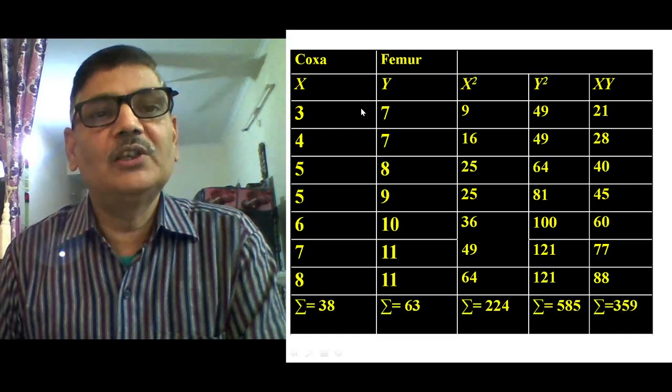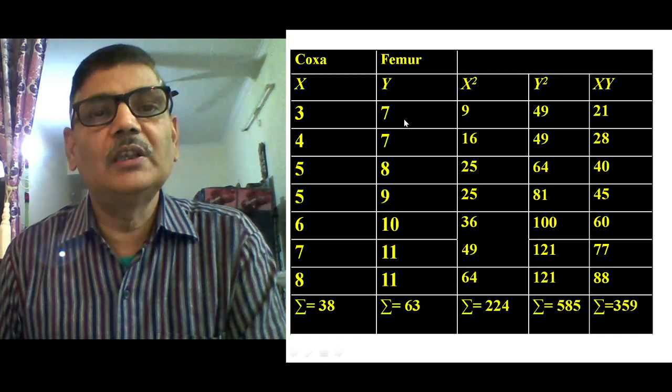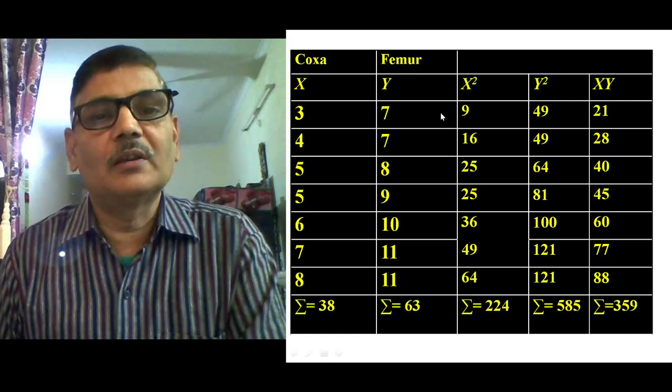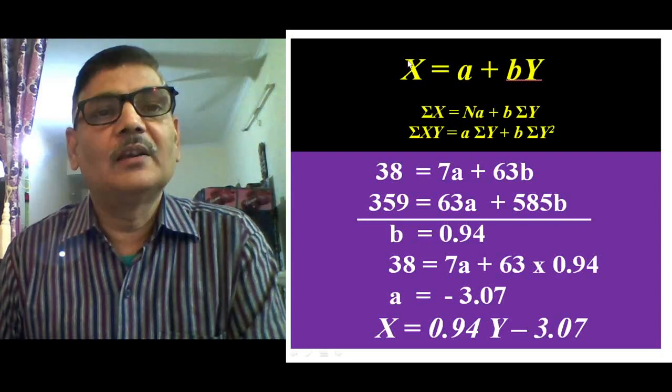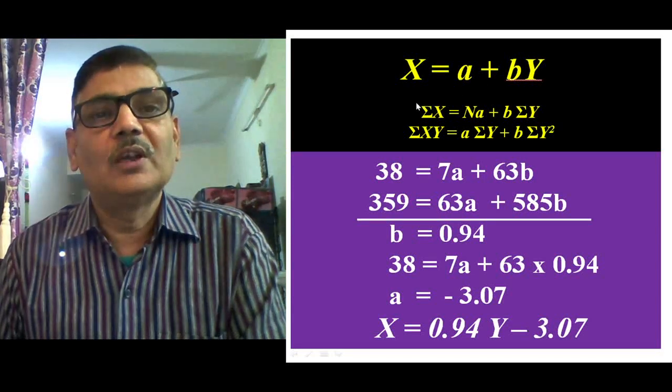Now we can put these values in the equation. So see how the things will be done next. Then x is equal to a plus by. This equation we have to actually derive, and as I just told, for that we need two additional equations: sum of x is equal to na plus b sum of y, and sum of xy is equal to a into sum of y plus b into sum of y square. So we are simply putting values here.